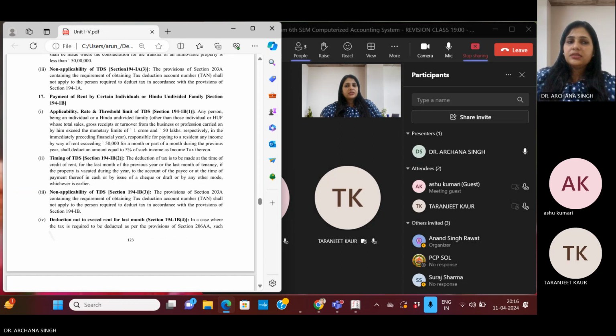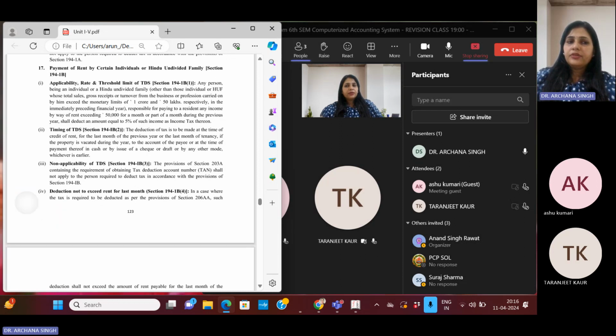The next is your payment of rent by certain individuals or HUF. अगर आप रेंट का पेमेंट करें, उसमें भी कुछ ना कुछ थ्रेशोल्ड लिमिट होती है, टाइमिंग होती है, तो वो क्या है? And in that case, how TDS is being deducted.